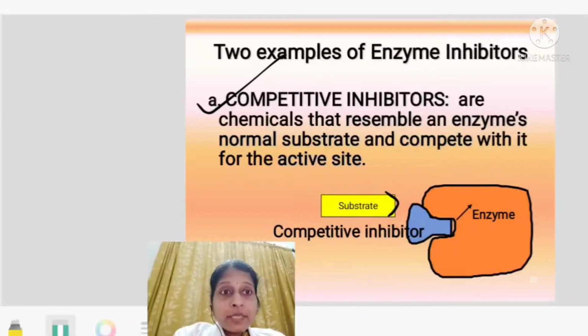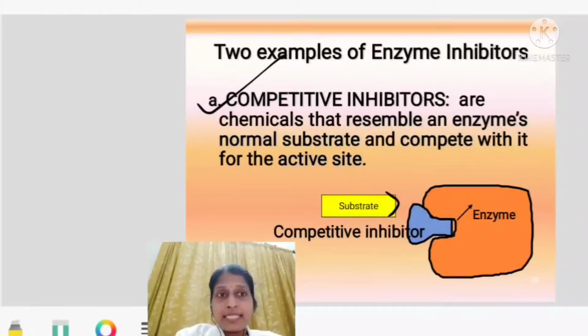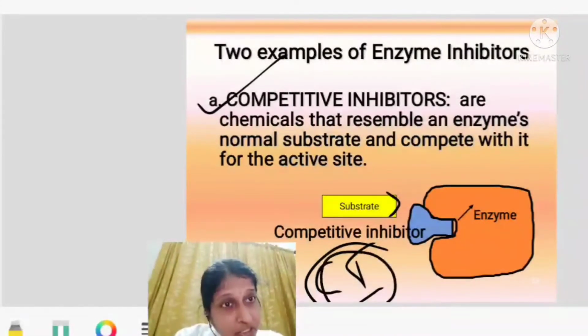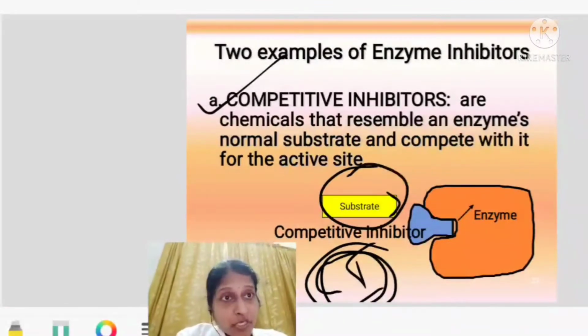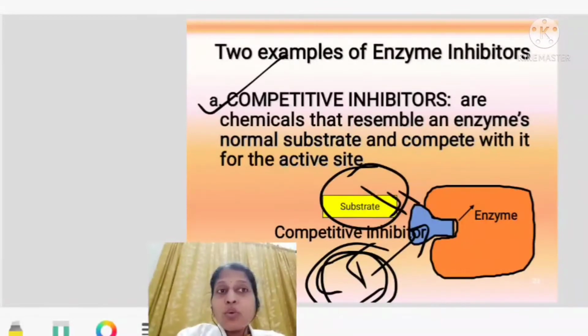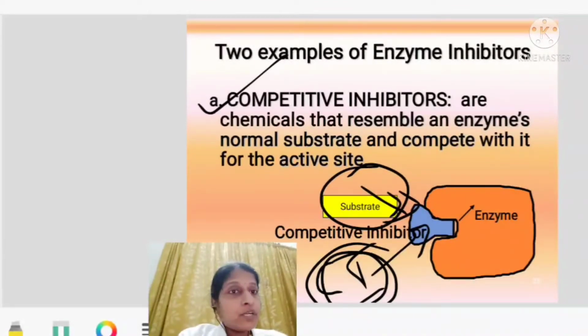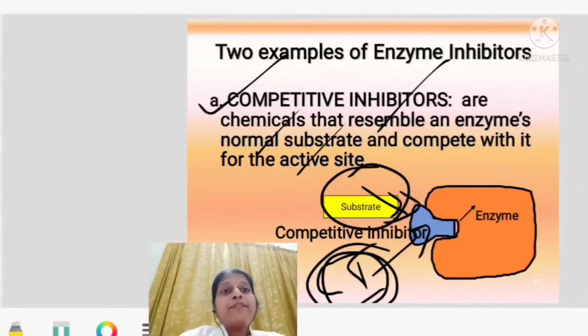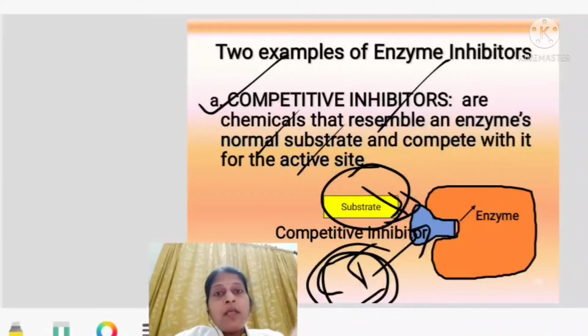So competitive inhibitors come into competition, inhibiting the enzyme action. Why? Because this competitive inhibitor has a structure similar to that of the substrate. So when it goes and binds to the active site, the substrate cannot bind. So the enzyme action will not take place. So these are chemicals that resemble an enzyme's normal substrate and compete for the active site. So that is your competitive inhibitors.